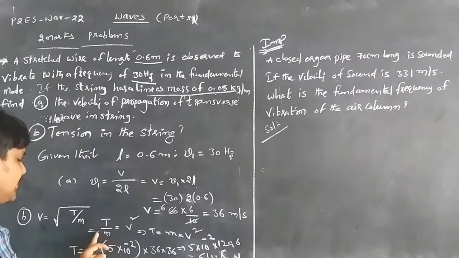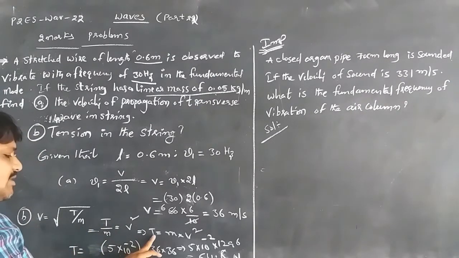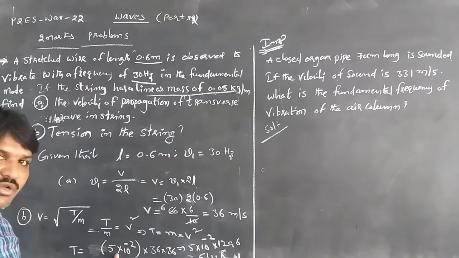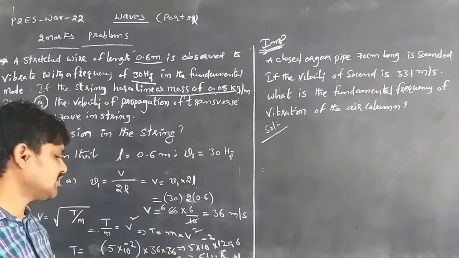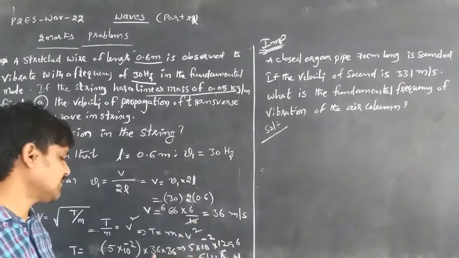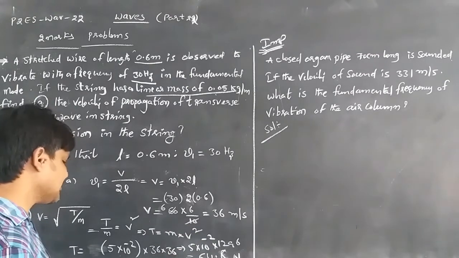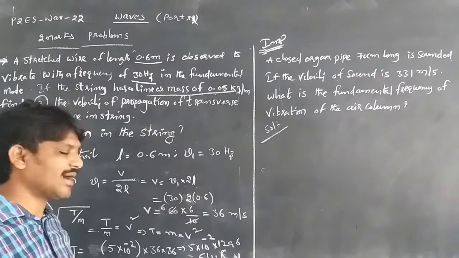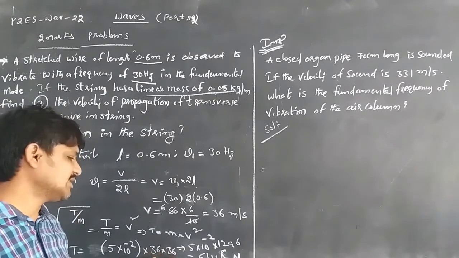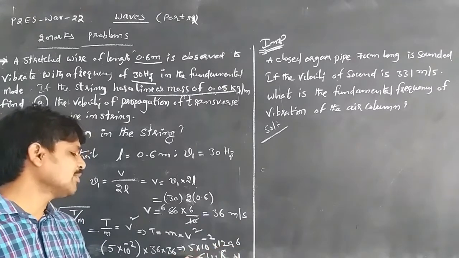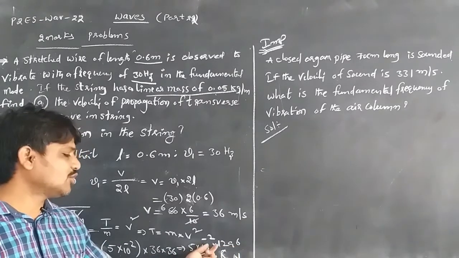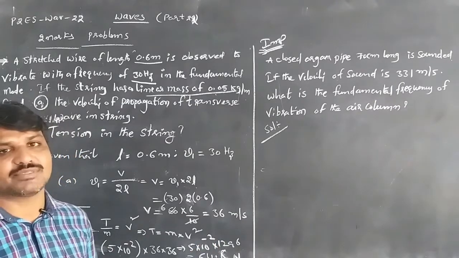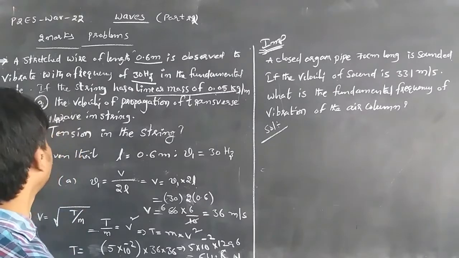Then if we modify the formula, we get tension T is equal to mu into V square, that is T is equal to 5 into 10 to the power of minus 2 into 36 into 36, since V is 36. By multiplying this, we get 64.8 Newton. 36 into 36 is 1296, and 1296 into 5 is 6480, into 10 to the power of minus 2, so we get 64.8 Newtons tension developing in the string. This is about this problem.